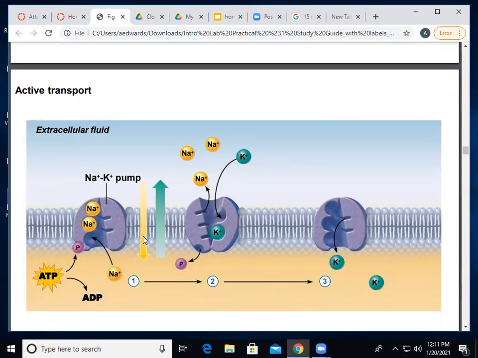Because we're going essentially against the concentration, that's going to require energy. I'm not going to get into all the details of the pump. We'll talk about that in chapter 2. But I just want you to know it's an example of active transport that requires energy. Sodium potassium pump, active transport.